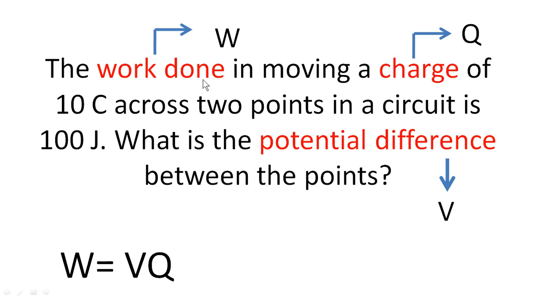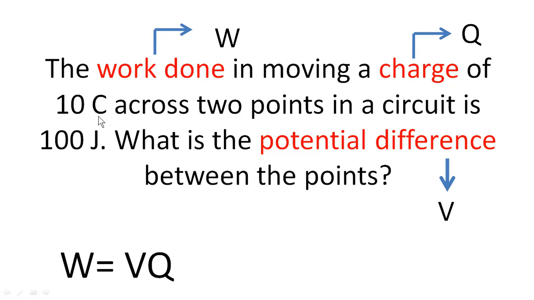Let us look at this problem. The work done in moving a charge of 10 coulomb across 2 points in a circuit is 100 joule. What is the potential difference between the 2 points? The related letter for work done is W and for charge it is Q. So you have to remember the relation between W and Q. We already know that W is equal to V into Q. Remember the mnemonic, work is equal to very quick. You should not remember this as your original relation, but the real relation is W is equal to V into Q, that is the multiplication of voltage and the charge.